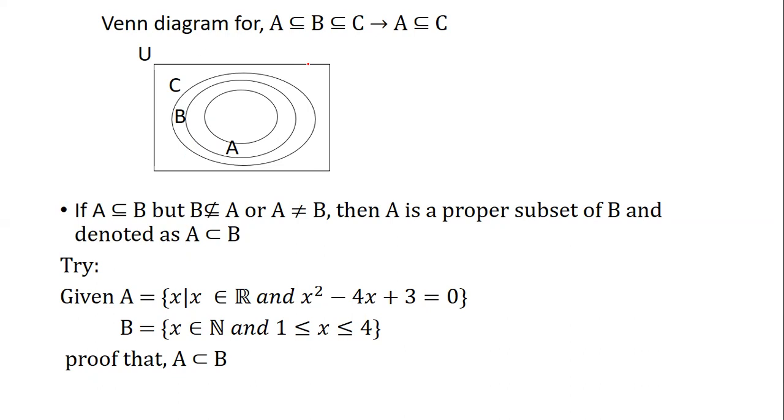So I'll ask you, maybe urge you, to also try this. Given A equals the set of X such that X belongs to R, the real numbers, and X squared minus 4X plus 3 is equal to 0. B is also equal to the set of X, the set of what? Positive integers including 0, or the set of whole numbers, and 1 is less than or equal to X, X is less than or equal to 4. Prove that A is a subset of B. So we are going to try this one.